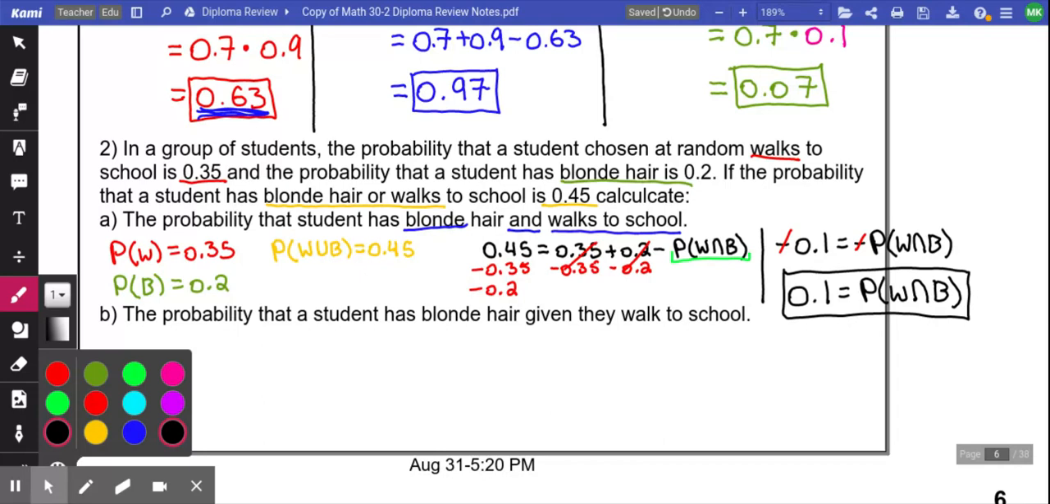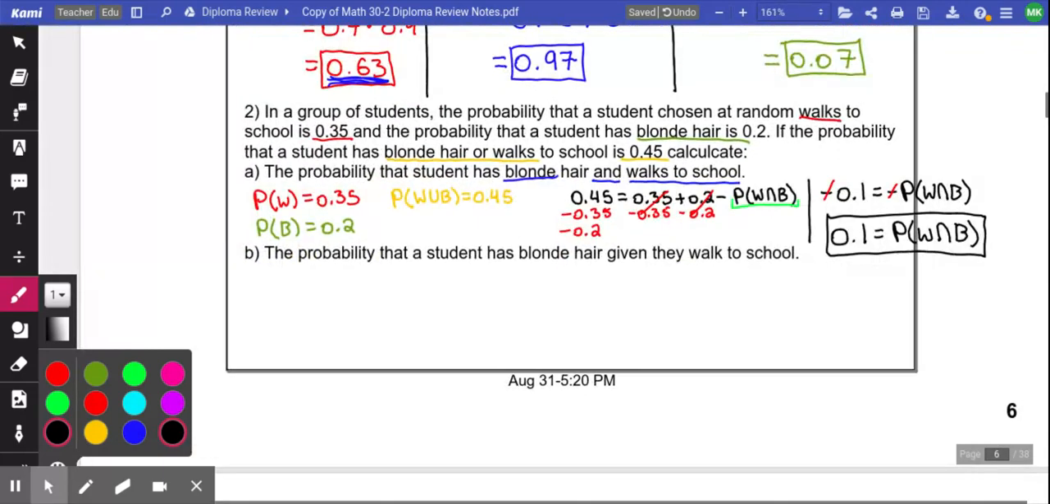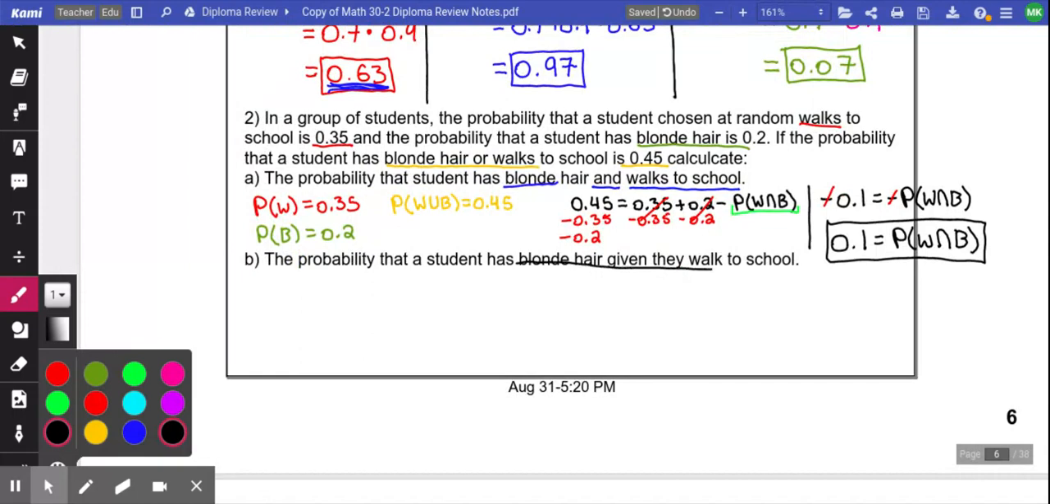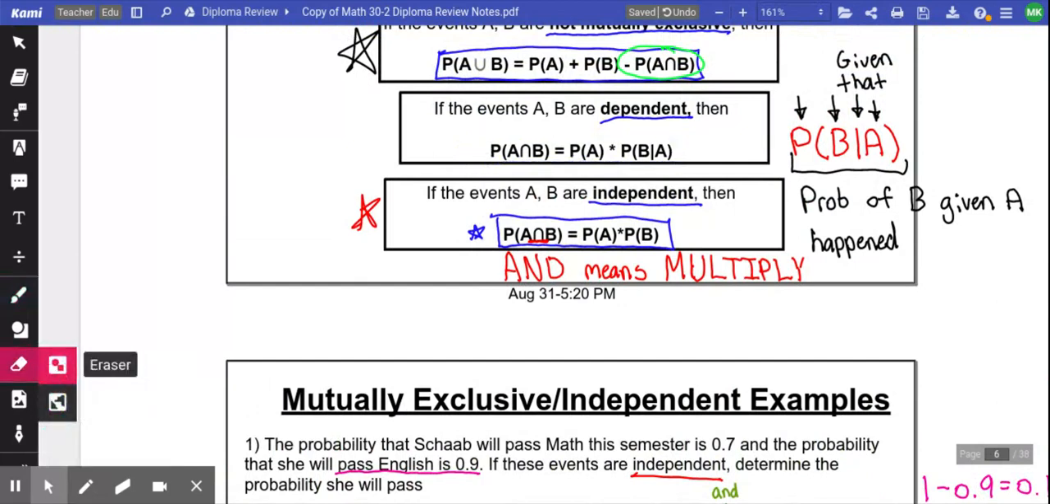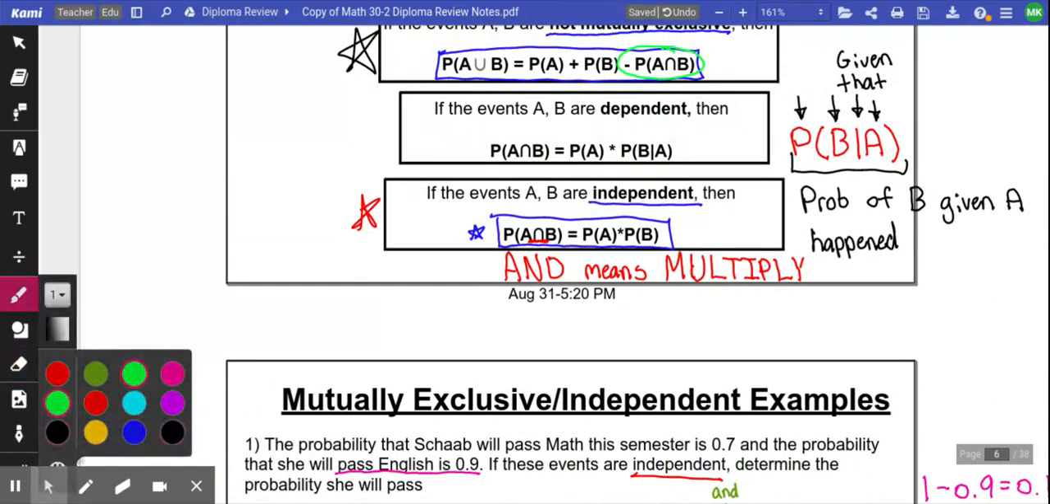Question B, the probability that a student has blonde hair given they walk to school. Okay. Blonde hair given they walk to school. That's written like this. The probability of blonde hair given they walk to school. That's what that means. There's only one spot that we see that formula. We see that formula right here. I'm going to highlight it in yellow. It's the only time we ever see that bar.